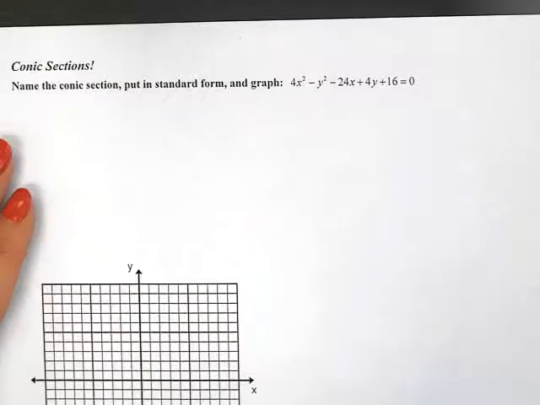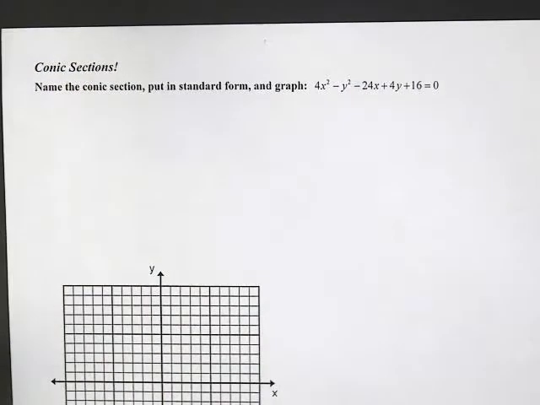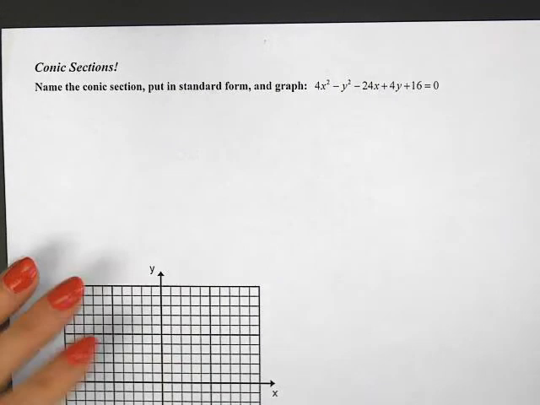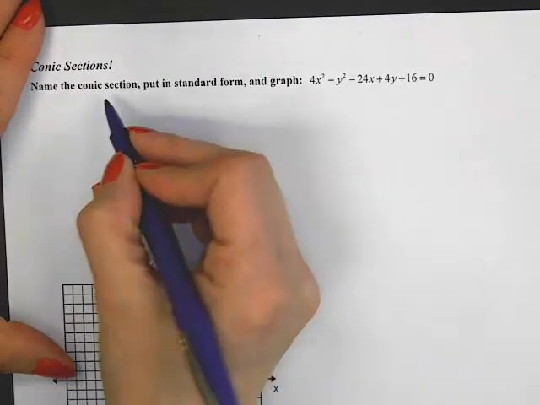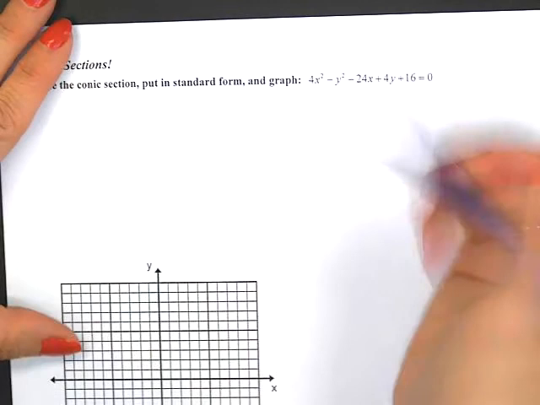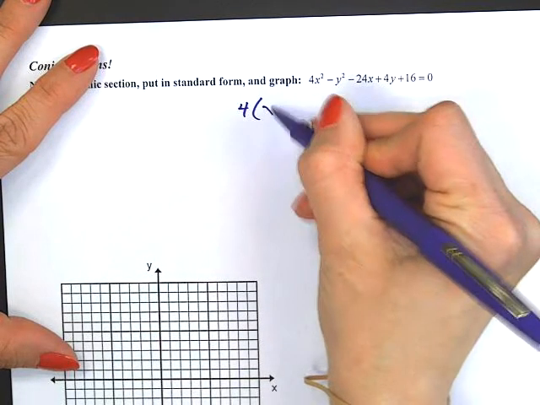And the last chapter that we did was the conic sections. I know we just studied it, so I'm just going to go through one problem here with you. This was on the no calculator part. So to complete the square, I'm going to put x's first, and I'm even going to factor the 4 out right away.